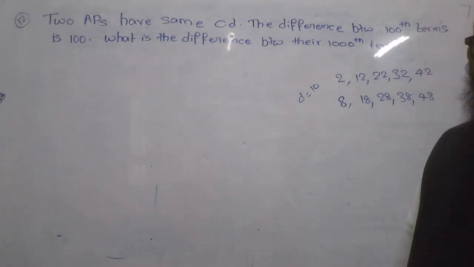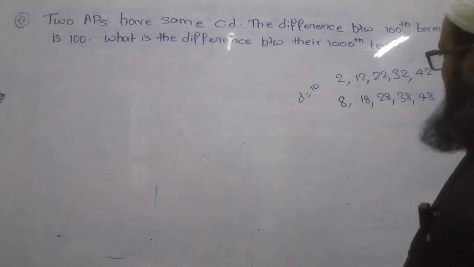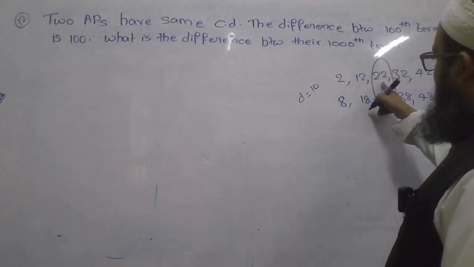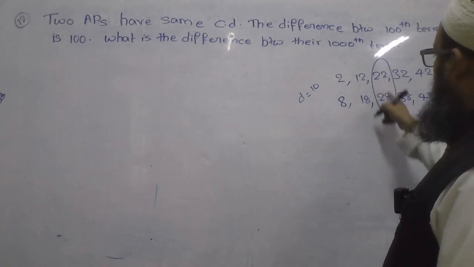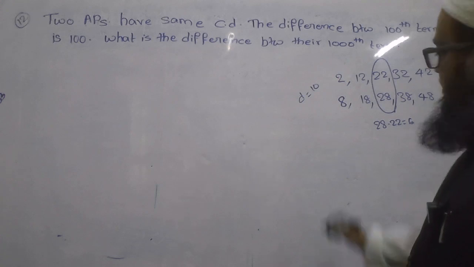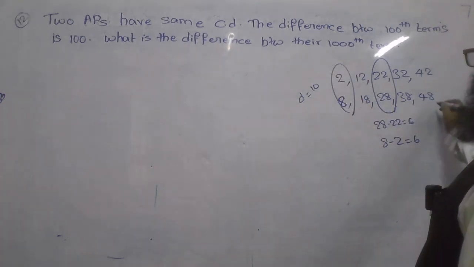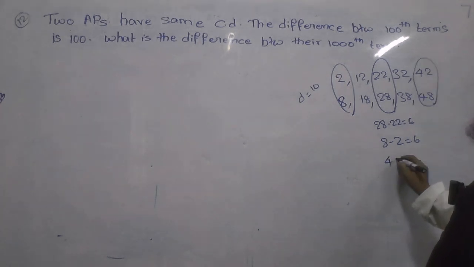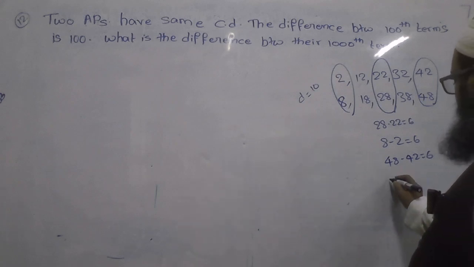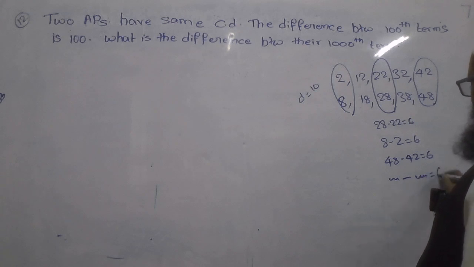Now, what will be the difference between any two same terms? So let us take the difference between the third terms. 28 minus 22 is 6. What is the difference between the first terms? 8 minus 2 is 6. And what is the difference between the fifth terms? 48 minus 42 is 6. And in the same way, what is the difference between the 100th term of the first one and the 100th term of the second one? 6.